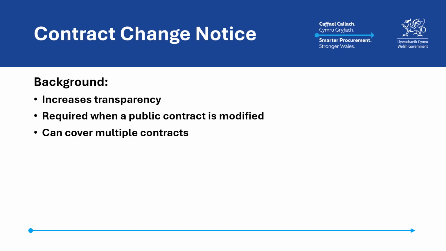A contract change notice can cover multiple contracts that all stem from the same procurement process. This could happen, for example, if a contract is divided into lots with multiple awards, but they all still result from the same tender notice.